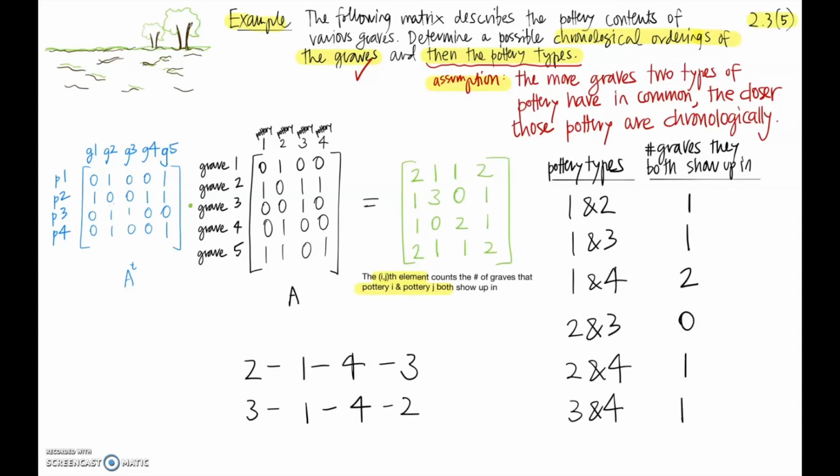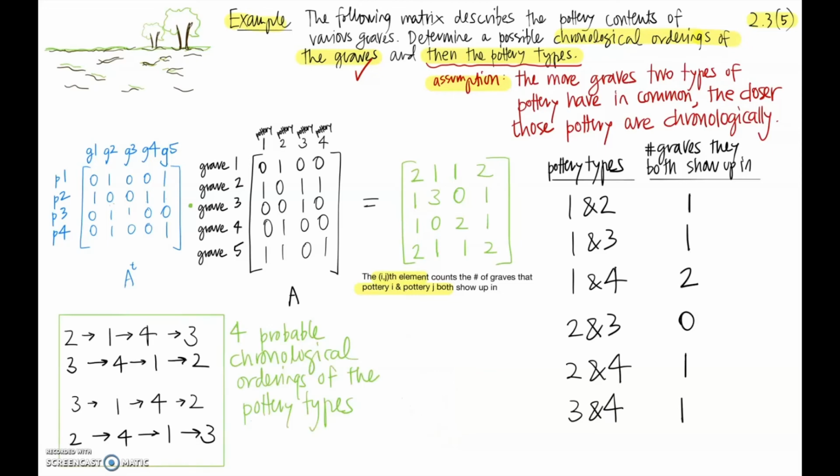So let's check out this and see how it works. Okay, 1 and 2 are not together, but they're not totally apart. 1 and 3 need to be together. That's good. 1 and 4 are together. 2 and 3 need to be apart, and they are. 2 and 4 are together, and then 3 and 4. So they're not exactly together, but they're not the furthest that they could be. So these are probably the 2 most likely chronologies, and they could go either direction, so we'll indicate that. And so here are the 4 probable chronological orderings of the pottery types.